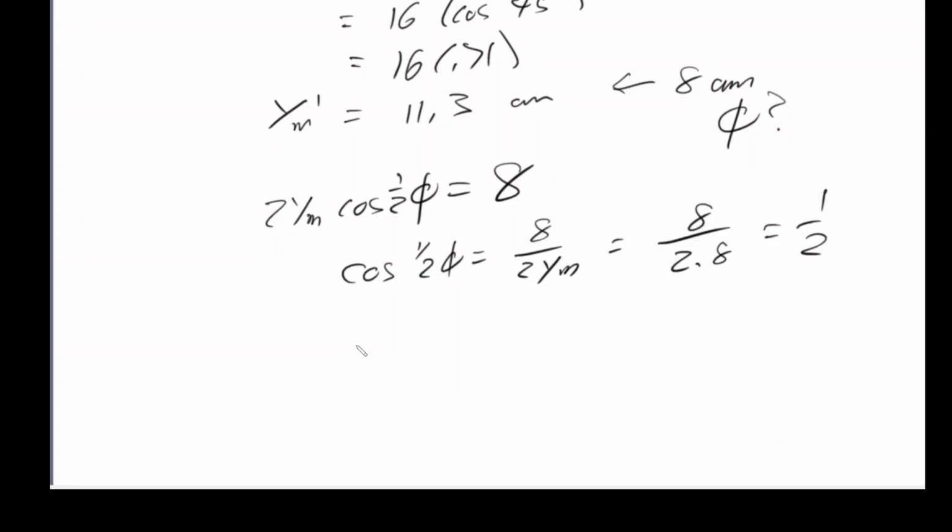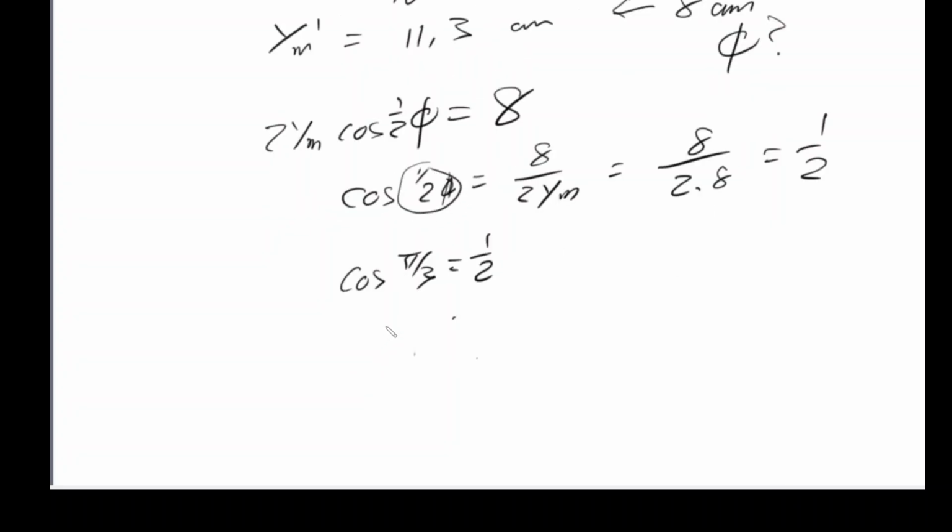So we know that the cosine of pi over 3 is equal to 1/2. Therefore, 1/2 phi must be equal to pi over 3, or phi is equal to 2 pi over 3. That's what the phase difference would have to be to give us an amplitude of 8.